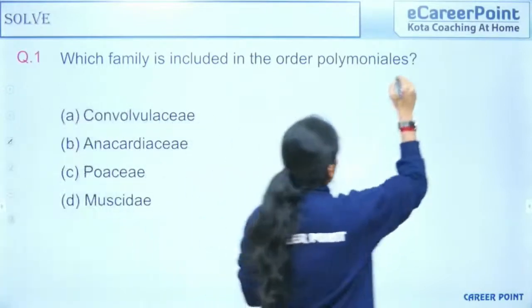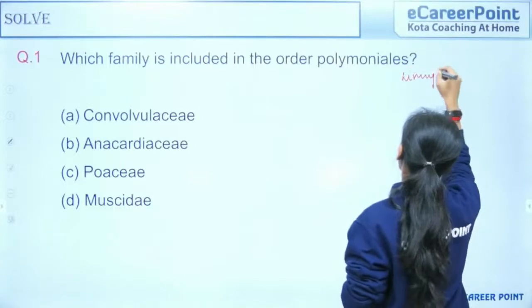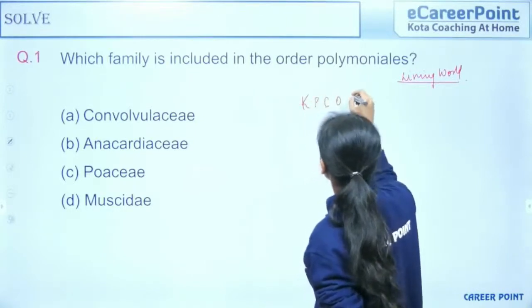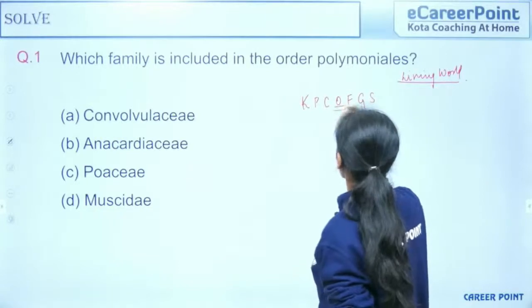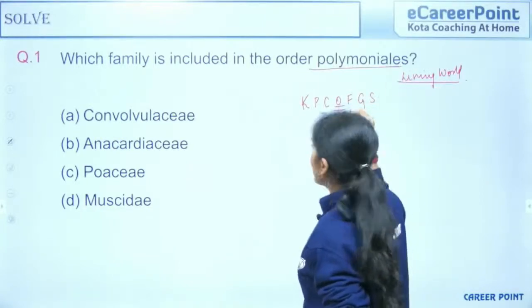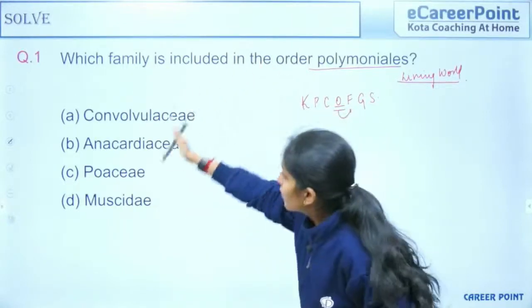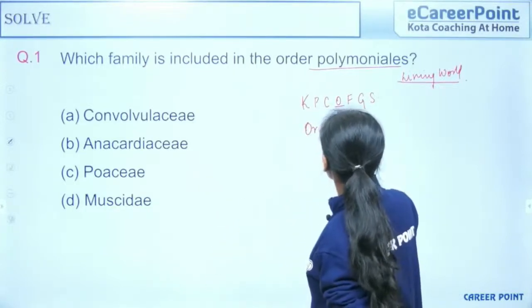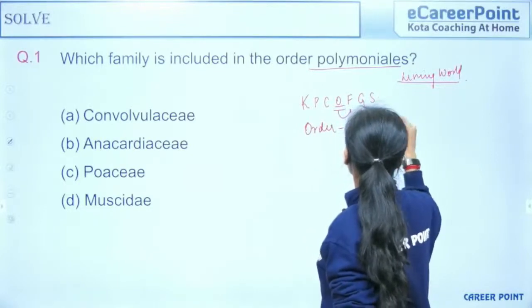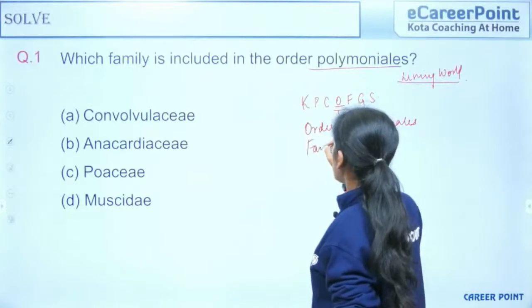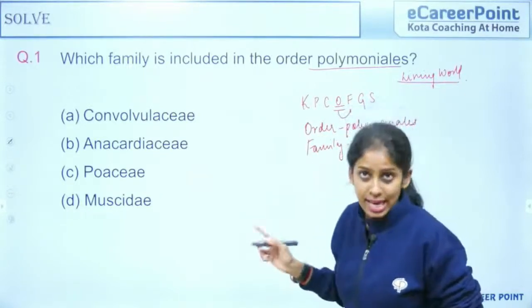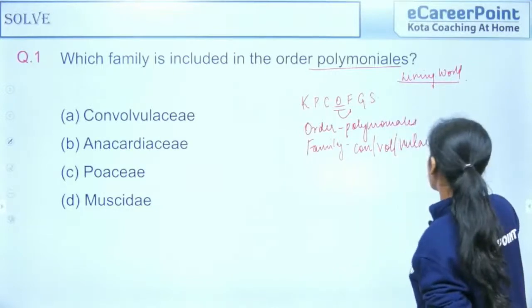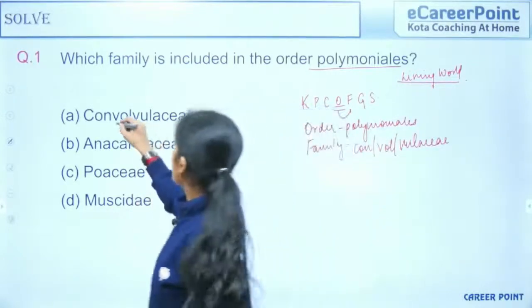This question is from the chapter Living World. All you have to remember in Living World is kingdom, phylum, class, order, family, genus and species. They have given you the order Polymoniales. Which family belongs to this order? The family that comes under this order will be Convolvulaceae. Con, you can split and write Volvulaceae. So the right answer here will be option A.